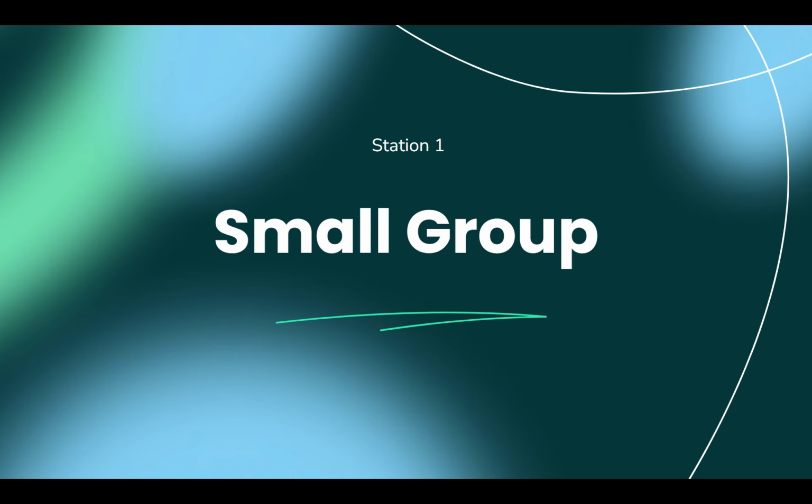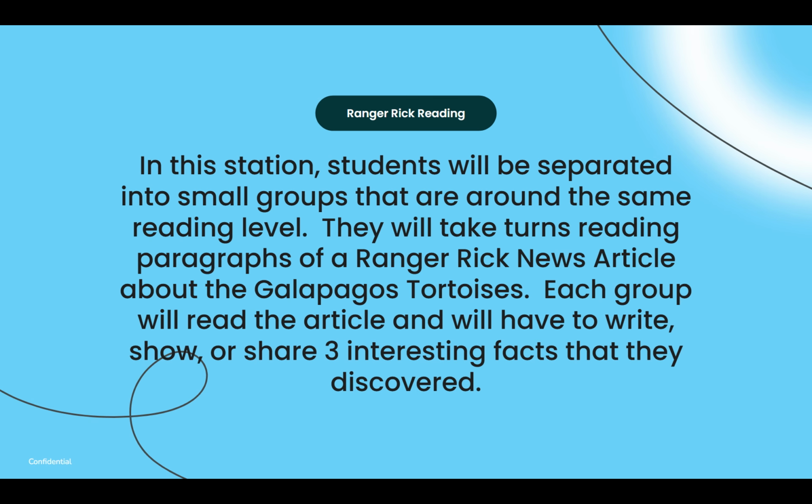We'll start with Station 1, the small group. For the small group station, students will be separated into obviously smaller groups that are all around the same reading level. They will take turns reading paragraphs of a Ranger Rick news article about the Galapagos tortoises. Each group will read the article and will have to write, show, or share 3 interesting facts they discovered. There will probably be a worksheet so they can write it down on.